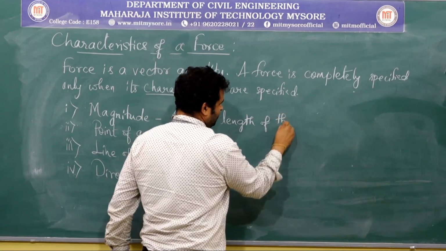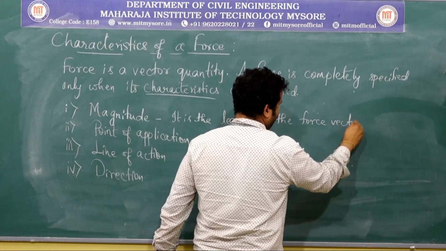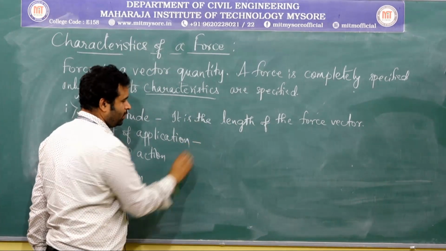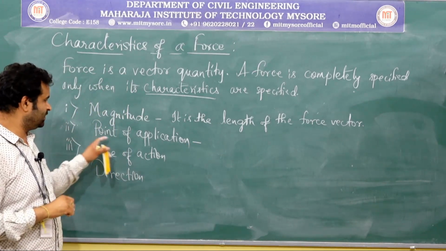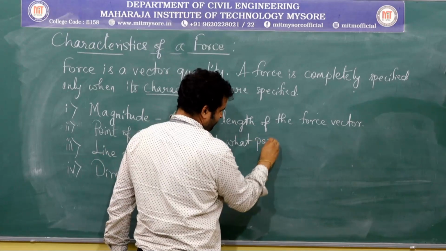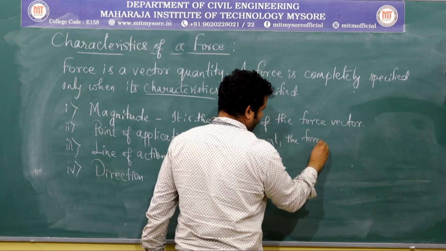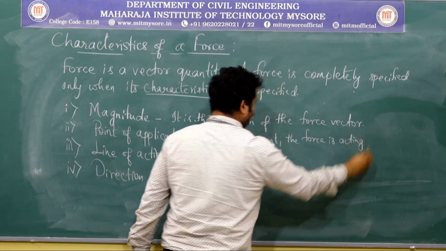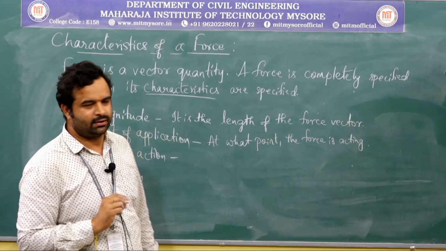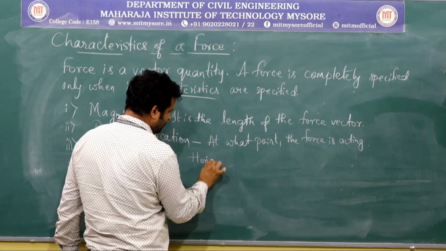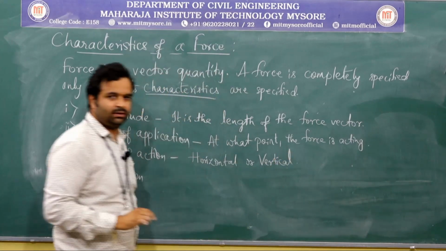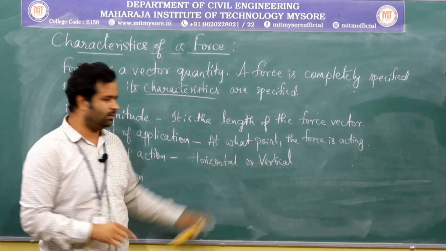It is the length of the force vector, magnitude. Next, point of application. So, at what point the force is acting? That is nothing but the point of application. Next, what is line of action? Line of action is defined with respect to its horizontality or verticality. So, line of action is nothing but whether the line is horizontal or vertical. I mean the force, if the force is horizontal or vertical.